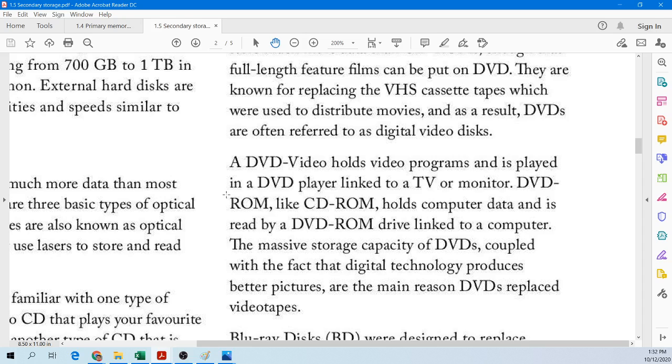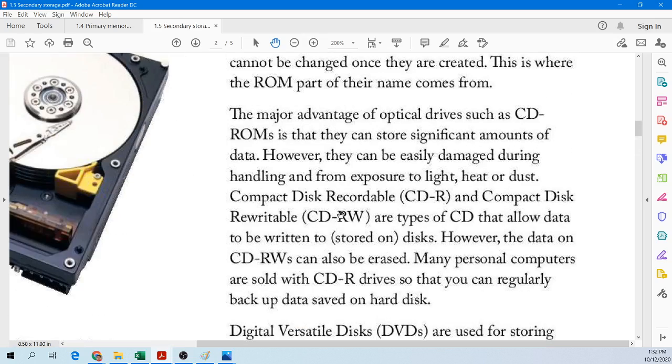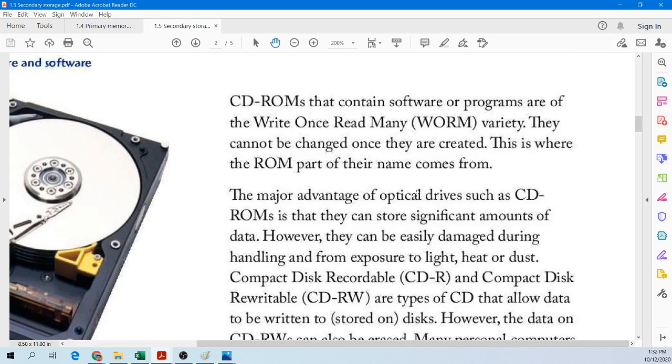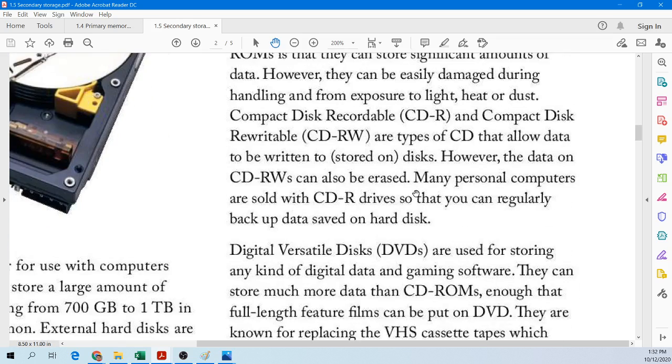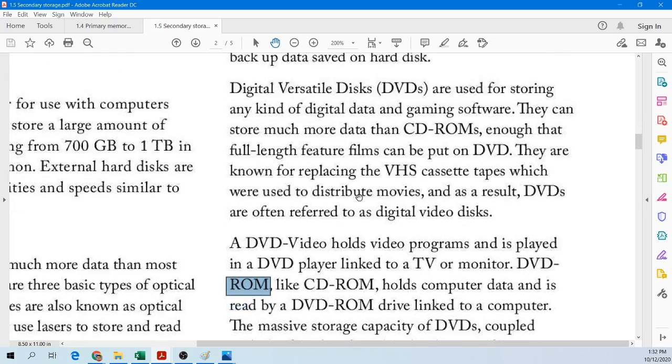Now notice these terms here appearing again. So ROM and R, so basically these terms here, RW, R, and ROM, you will see them alongside CD, DVD, Blu-ray, and so on, and they basically mean the same thing. If you see ROM, then it is read only. And if you see RW, it means you can read and write data to that media.